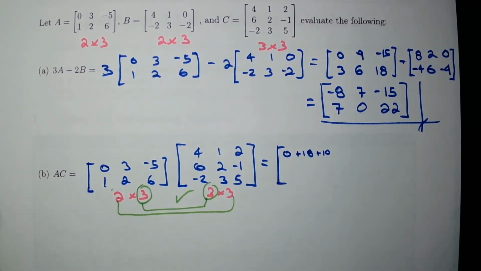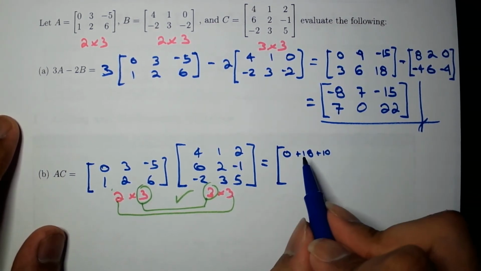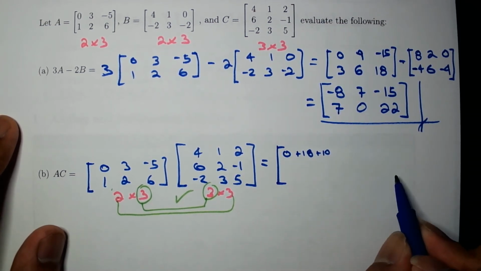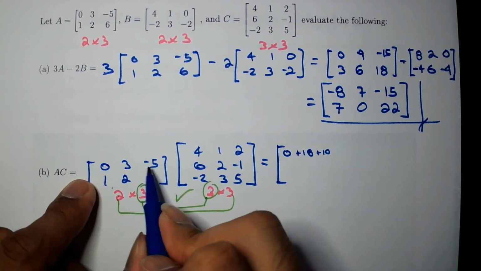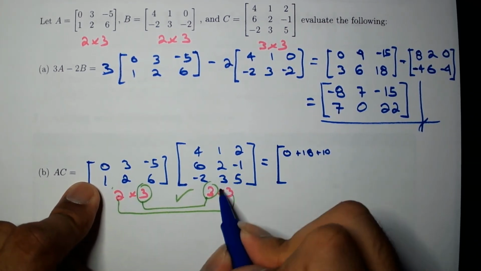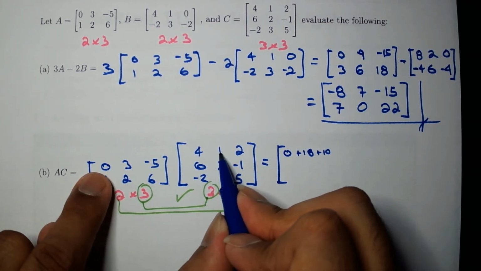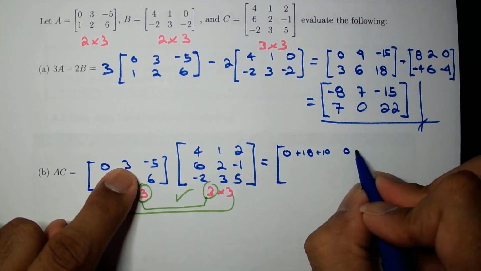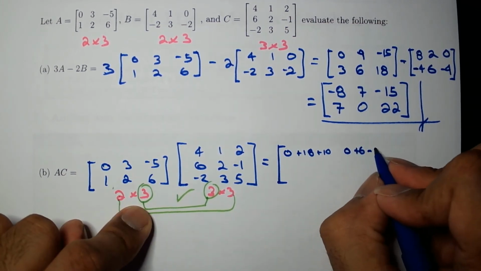Alright. I'm going to do the same to obtain the second element. In this case, I'm having 3 elements and 3 elements. So I'm going to multiply the first row of the first matrix by the second column of the second matrix. 0 times 1, which is 0, plus 3 times 2, which is 6, plus negative 5 times 3, which is negative 15.